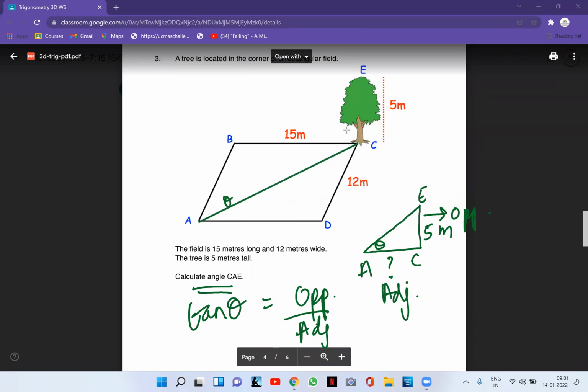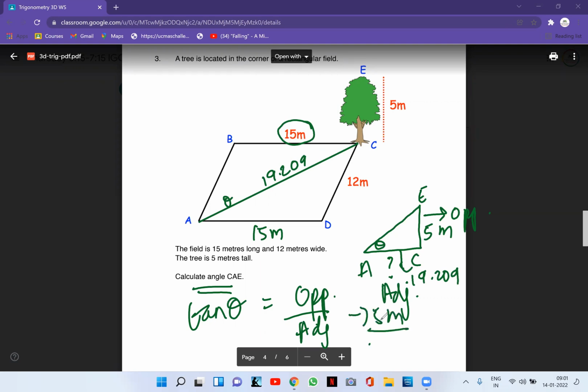Correct? So in order to find this AC, opposite sides are equal. So this is also 15 meters. So we will apply Pythagoras theorem over here. So 15 square plus 12 square is equal to 369. And root of 369, what we will get that as 19.209. So that means this AC is 19.209. So that is opposite over adjacent. That is, we got 5 meters and we have got 19.209.